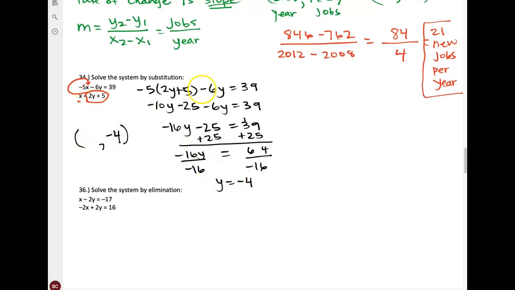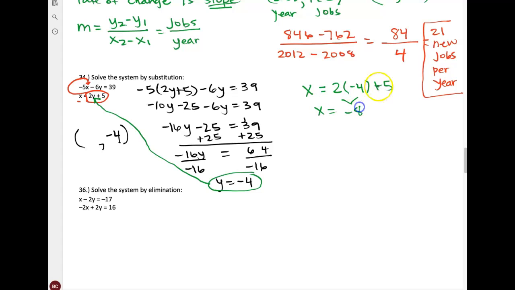So let's take that answer that we just came up with and substitute it into one of our two equations. Well, it's going to be easiest to put it into that bottom one. So if I have x equals 2 times negative 4, goes in place of my y, plus 5. Let's multiply those together, so negative 8 plus 5, so x must be negative 3. So the point in which these two lines cross each other is the point negative 3, negative 4. And that would be your solution there.